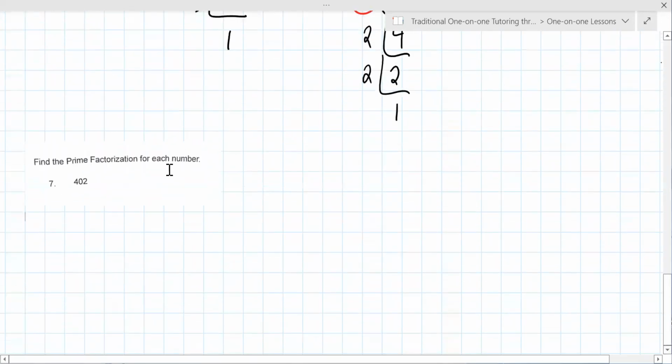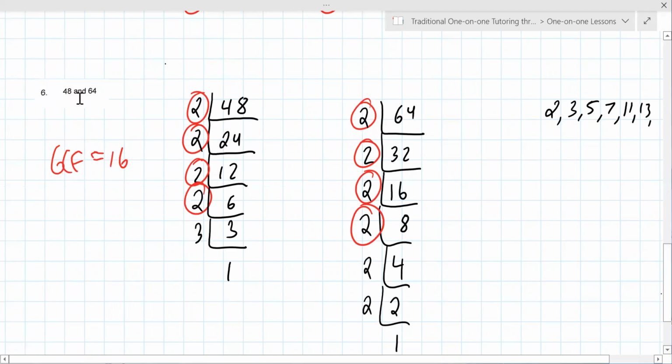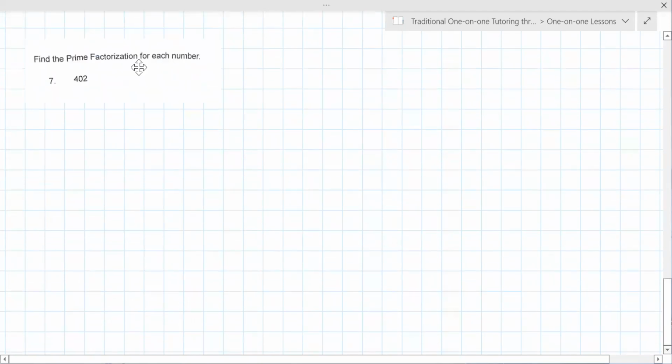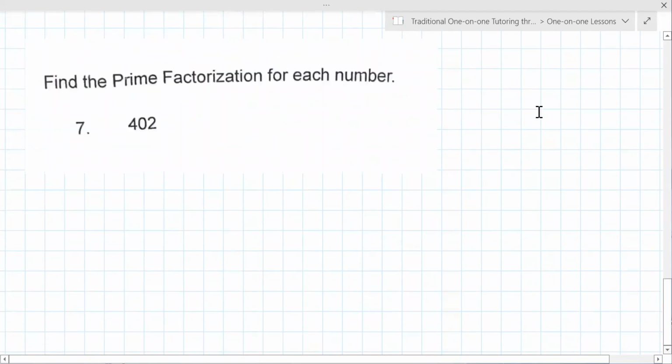You'd be surprised how many students, I ask them what the greatest common factor is, and they have no idea what I'm referring to. So these are high school students. So you're just way ahead. You're already familiar with this topic.